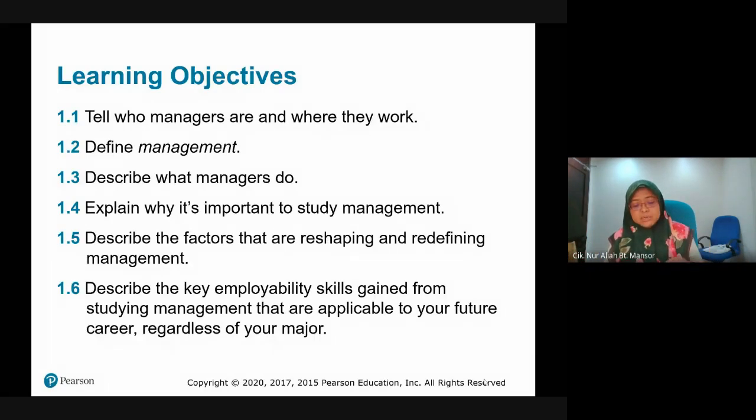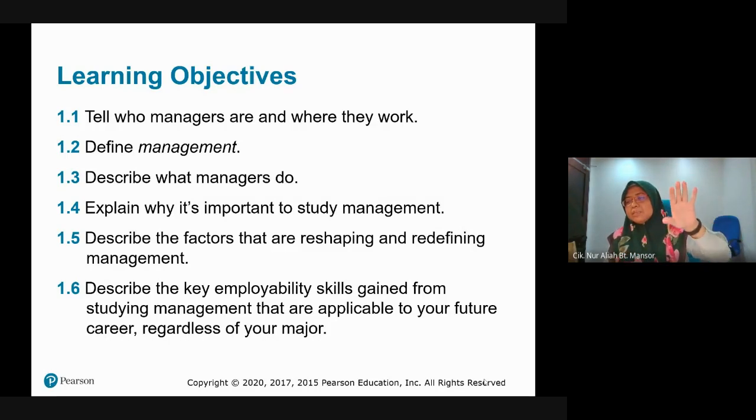Okay, the second one, what is management? So this is what you will do during final exam nantilah kan. So what is management? What does a manager do? Apa yang dia buat? So cover dengan 1.3. Okay, and then the next one is characteristics.